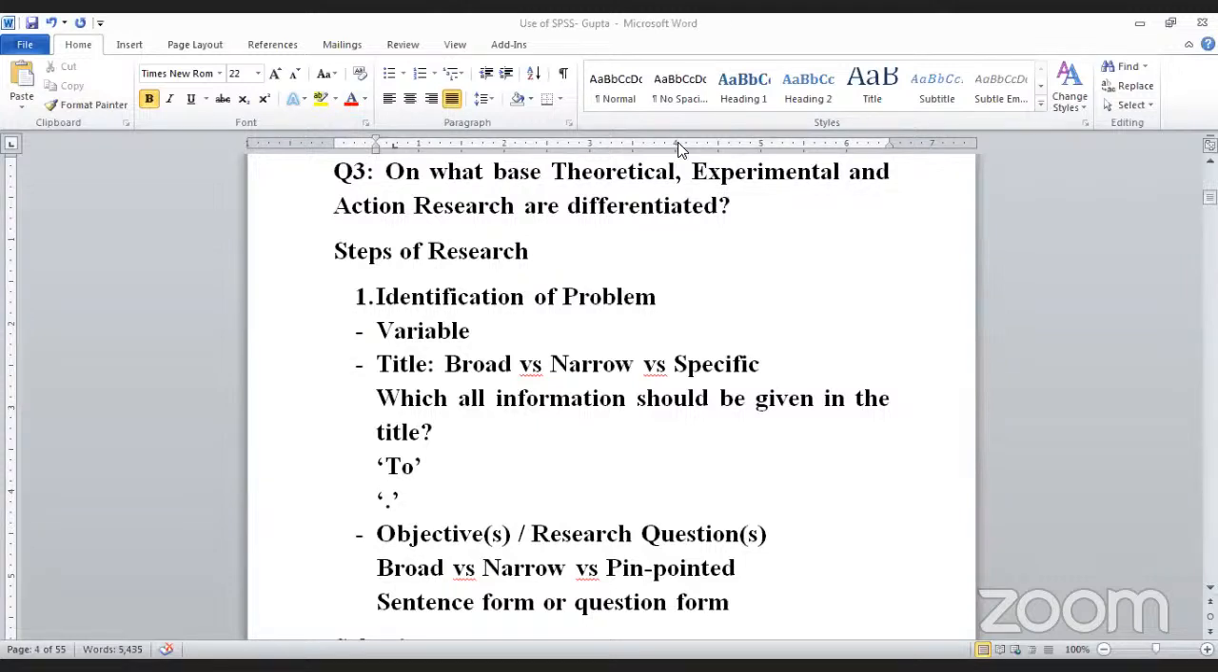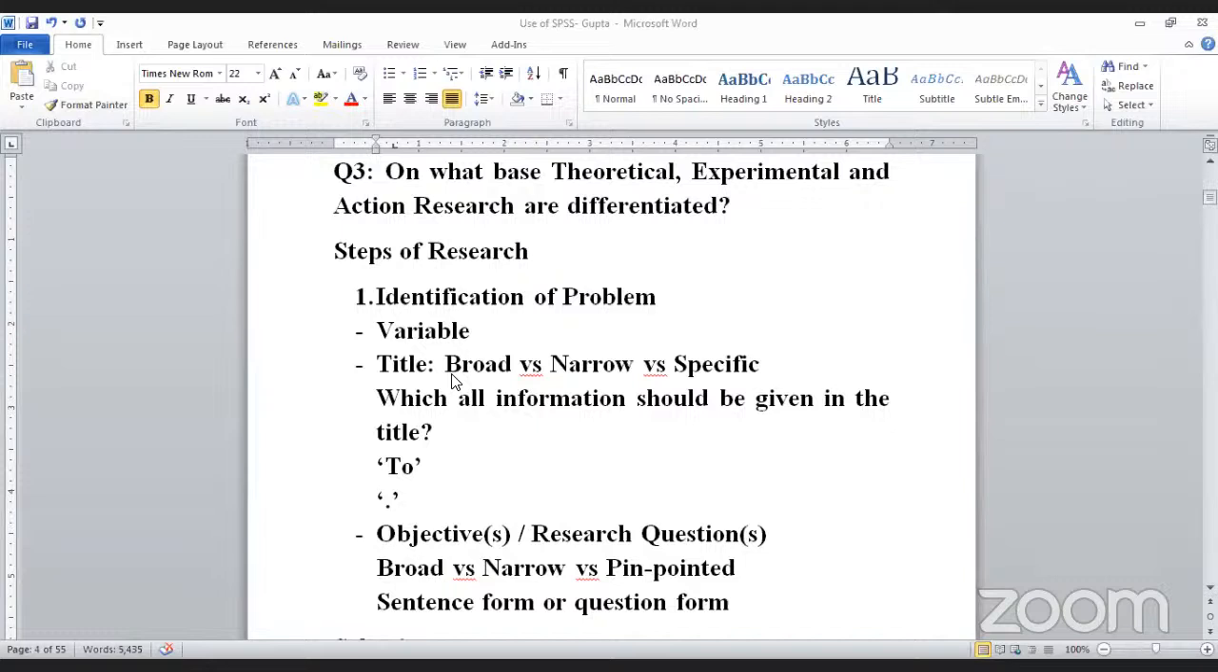Okay. Now, most of you have given the correct answer: as a researcher, we must first decide the variable. Yes, Pooja Gupta, I got your answer. First, you have to decide the variable, and then you must write the title. Why? Because in that title, you have to mention the variable. If you have not decided the variable, then you cannot mention it in the title. So you have to decide the variable first, and then write the title.